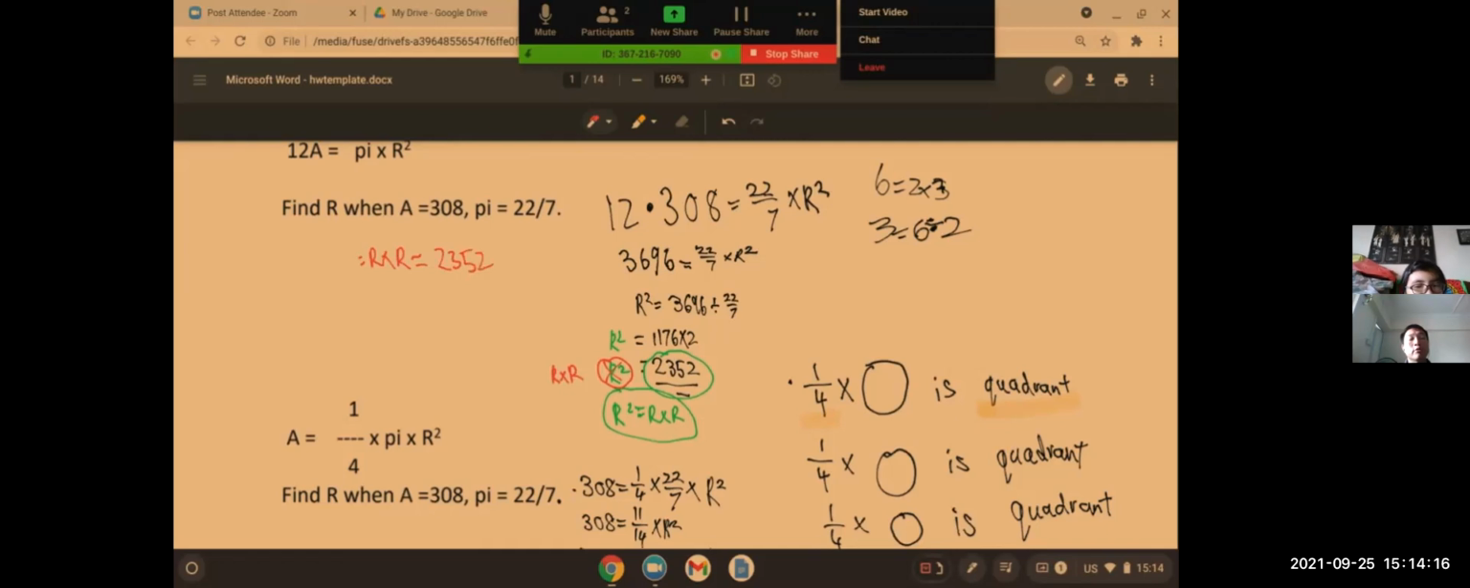So how do you do this question? What times what, the same thing, is equal to 2352. Can you go to the calculator? This is called square root. You need to square root 2352. What do you get?